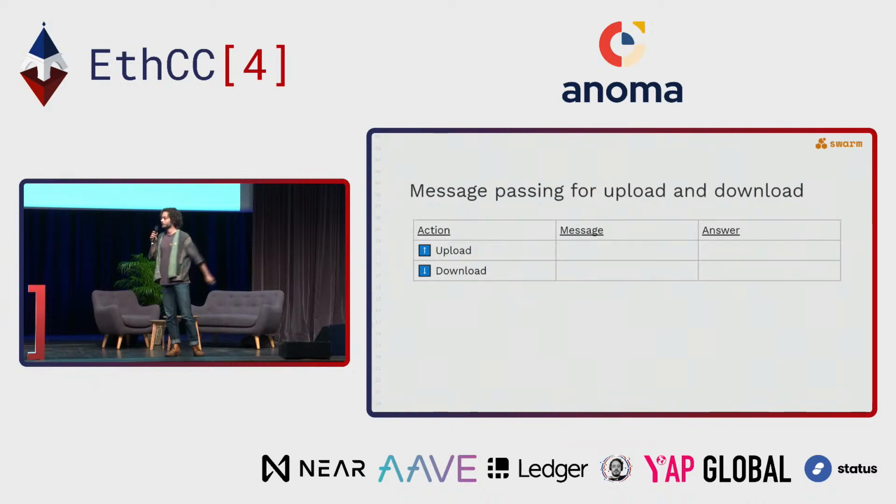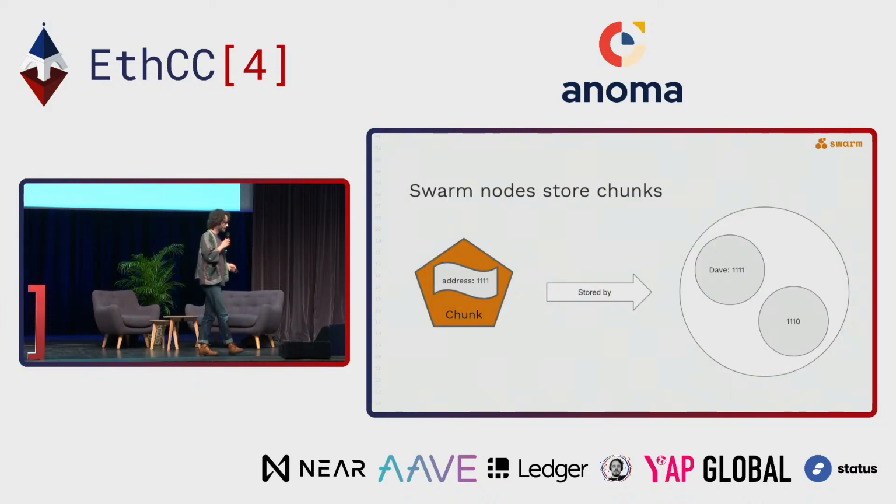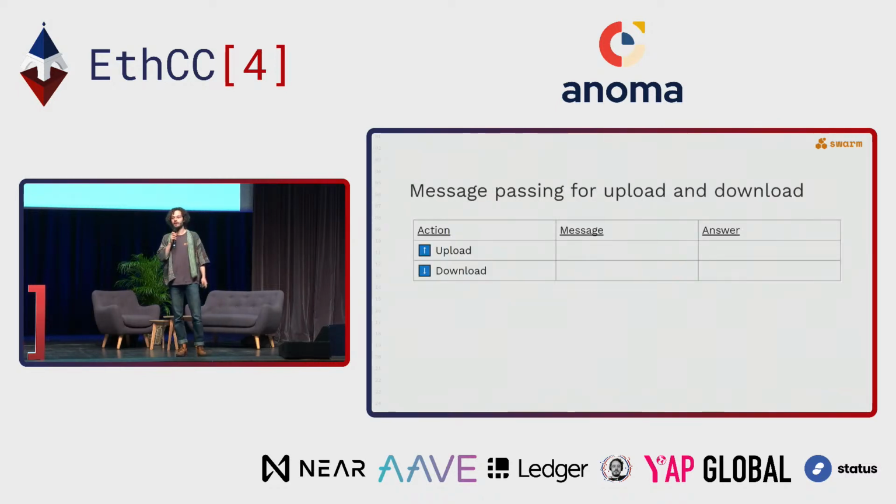All right, so now we have the two most important components actually to define upload and download in Swarm. Because we know that we can pass a message to any other node in the neighborhood, and we also know that those nodes store a chunk if their address is very similar to that chunk. So we can just define upload and download as follows.